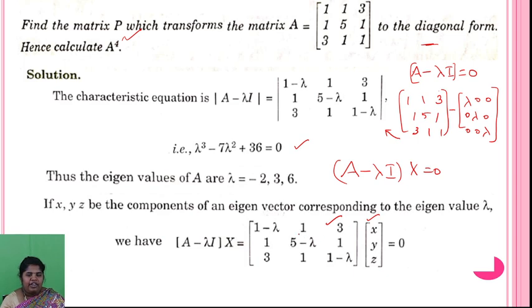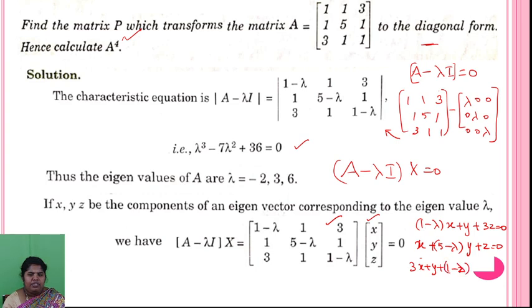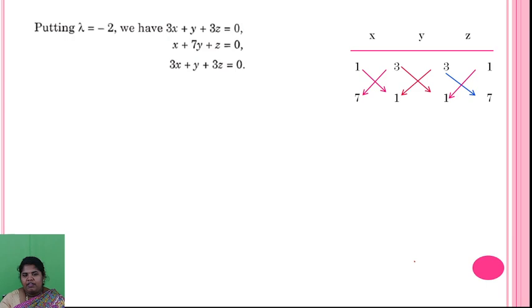So first form the equations. First row: 1 minus lambda into X plus Y plus 3Z equal to 0. Similarly, 1 into X plus 5 minus lambda into Y plus Z equal to 0. And the third row, 3X plus Y plus 1 minus lambda into Z equal to 0. Okay. So in these three equations, first apply the first eigenvalue, lambda equal to minus 2, and we get these three equations.